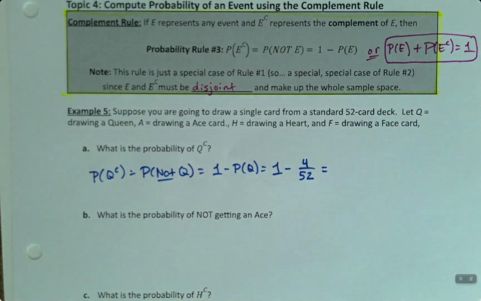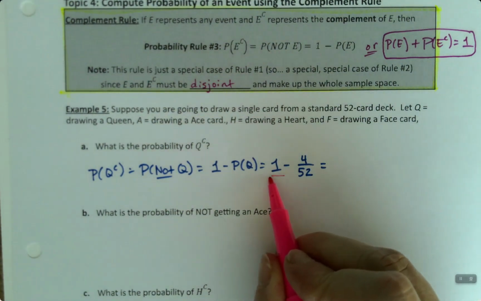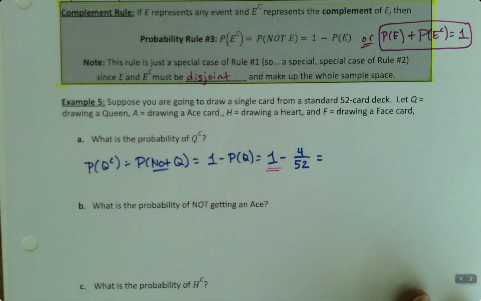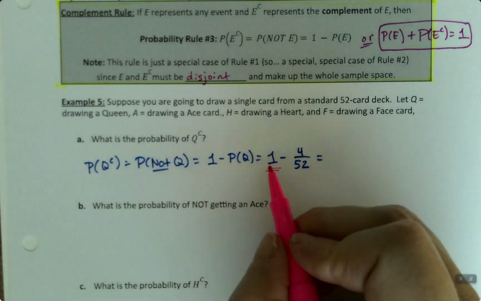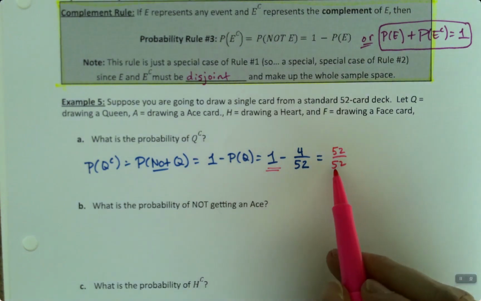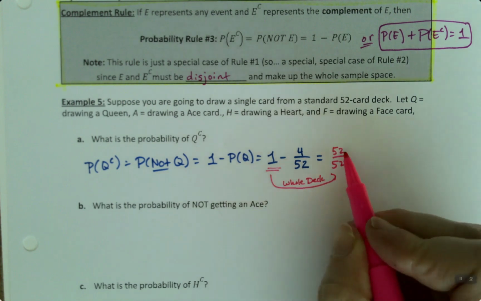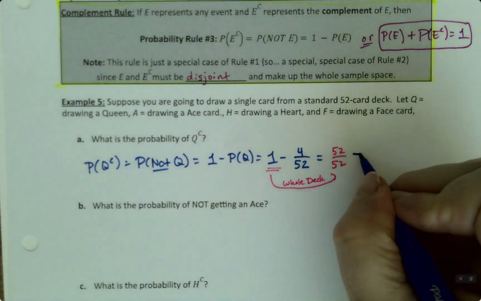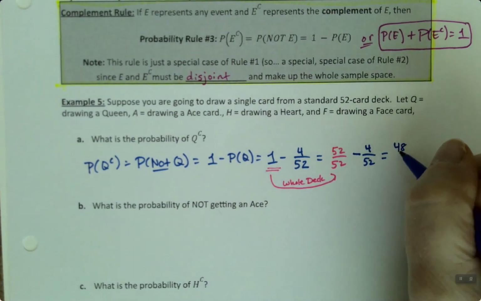Now at this point, we have to take a trip back down memory lane in our mathematical lives to remember that 1 can turn into anything over itself. Why am I mentioning that? Because when you want to add and subtract fractions, you need a common denominator, if you remember that from school. So I'm going to turn 1 into 52 out of 52. Think about it. It's the whole deck, 52 cards out of 52 cards. And you subtract away 4 out of 52, which leaves you with 48 out of 52.